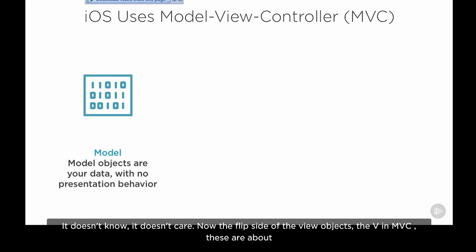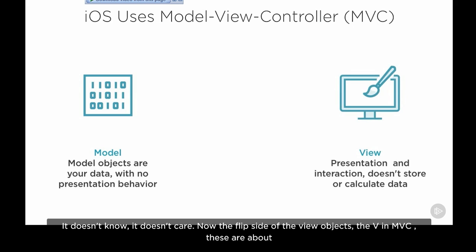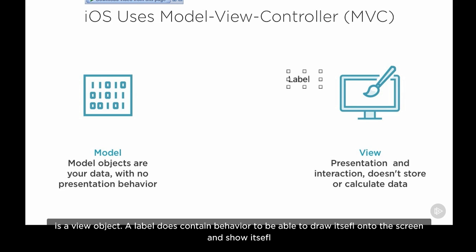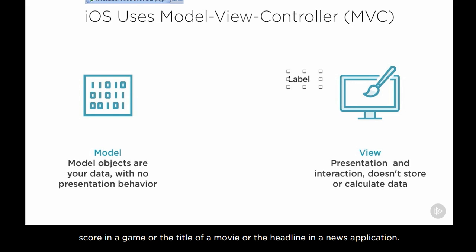On the flip side are the view objects, the V in MVC. These are about presentation and about interaction. View objects are the things that a user sees and touches. So a label is a view object. A label does contain behavior to be able to draw itself onto the screen and show itself using different fonts and font sizes. It has the ability to have its content changed, but it doesn't store any information. It doesn't calculate anything. It doesn't care if it's being used to display the high score in a game or the title of a movie or the headline in a news application.